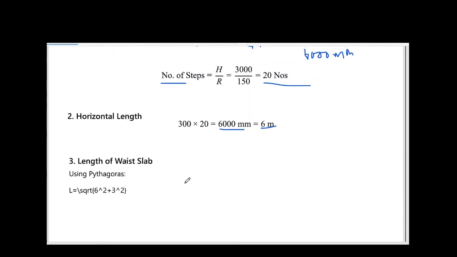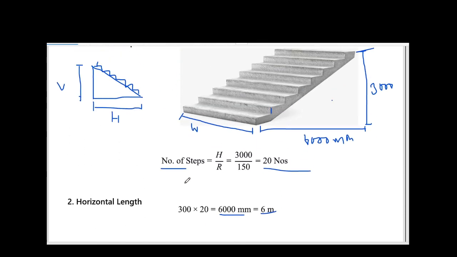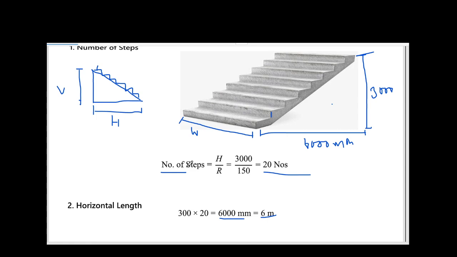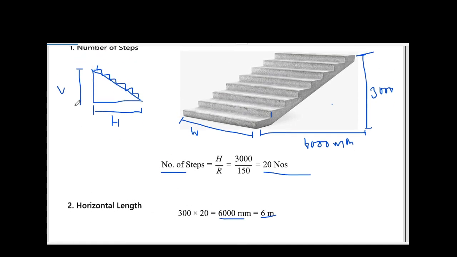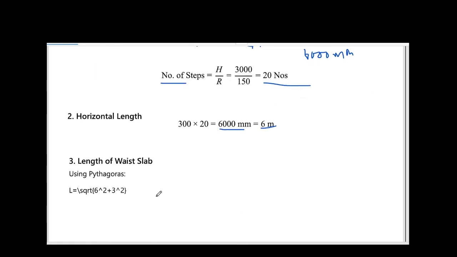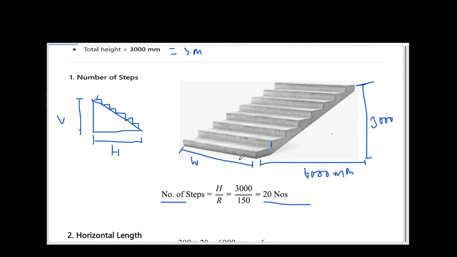So we just got the number of steps, the horizontal length and the vertical height. The vertical height is given already. So what you have to do is find the length of the waist slab. What is the length of the waist slab? This is the length of the waist slab.